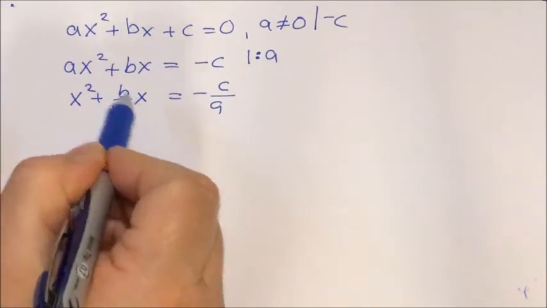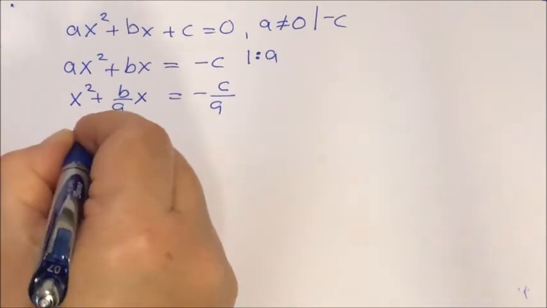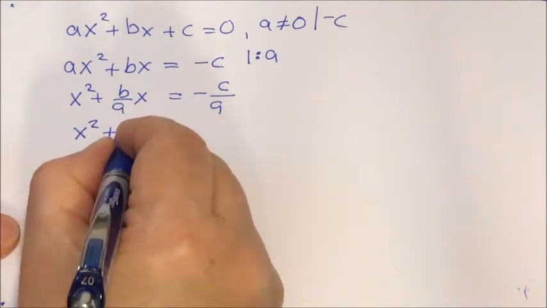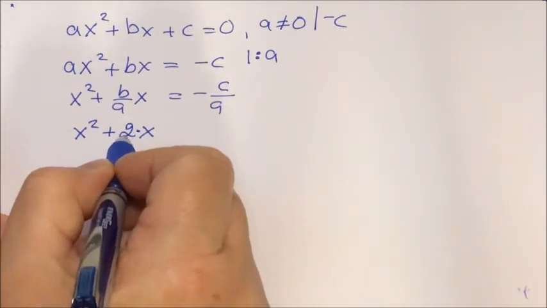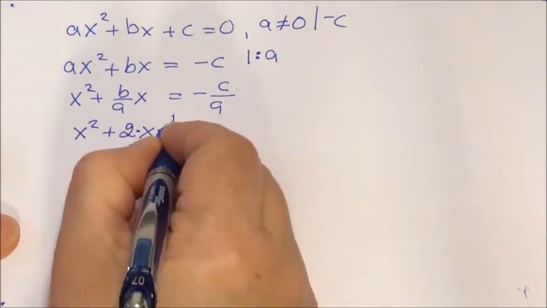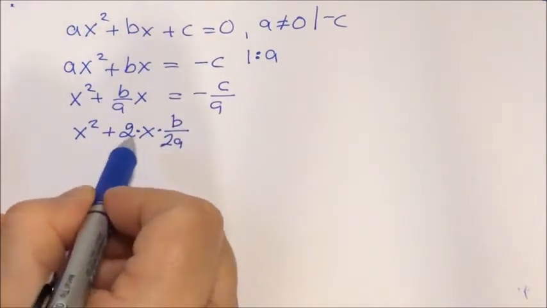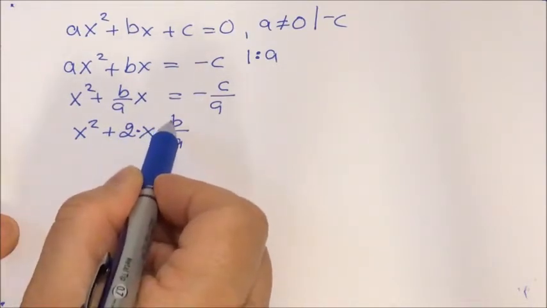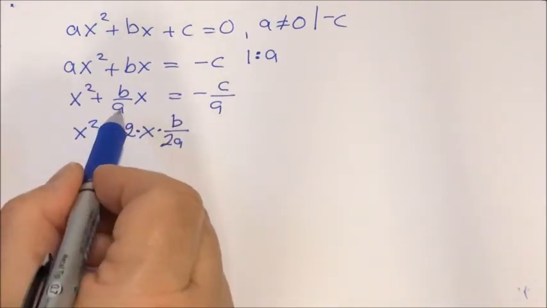I will write this term b divided by a times x in a slightly different way. I'm writing it like 2 times x, so this x is here. I made up this 2, so I have to cancel this by writing the rest like b divided by 2 times a. Now if you multiply all these things together, this number 2 goes up to the numerator and it can be cancelled with this number 2, and we have x times b divided by a, which is exactly this term.